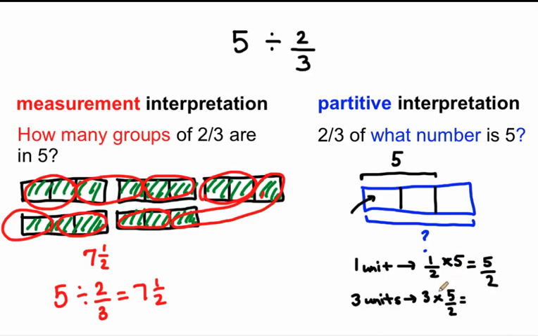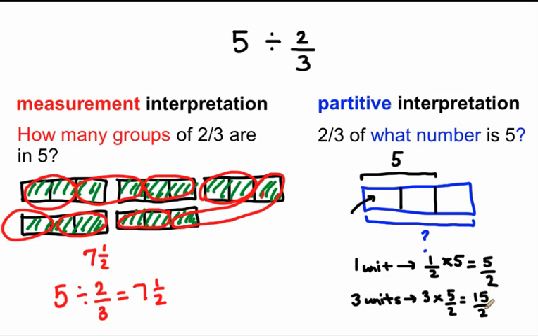And when I do that, I'm going to take 3 copies of 5, and that's 15, and these pieces are called halves. So 15/2. Now, you might be looking at this number right here and this number right here and saying to yourself, well, they don't look like the exact same number. But this right here is a fraction, and fractions, provided that they're greater than 1, can be written as mixed numbers. So how would I do that?